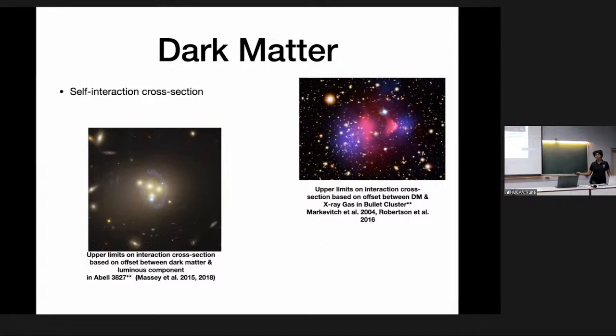In all of these cases, there was not sufficient evidence or support for the presence of self-interacting dark matter, but this just allows us to understand how we can use these kinds of systems to be able to say something about the nature of the dark matter.